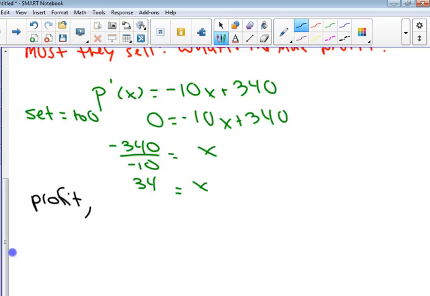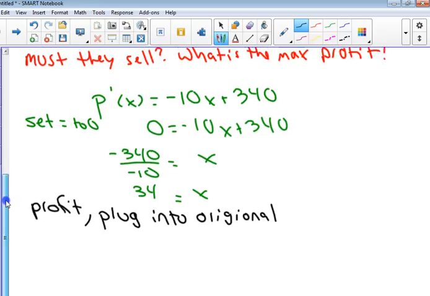Now, to figure out the actual profit, what do you have to plug it back into? Original, yeah. Okay. So go back to the original for this one.